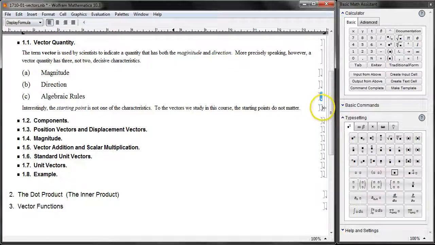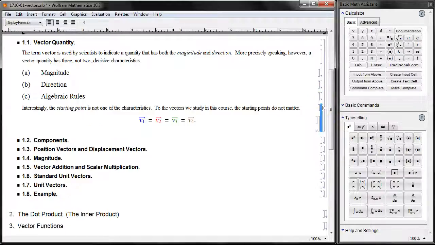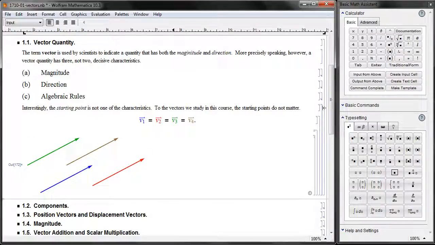Interestingly though, vector quantities do not depend upon the starting point. Here's a visualization. We have these 4 arrows, green, brown, blue, and red. They all represent the same vector actually, different manifestations of the same vector, because it doesn't matter where we start. All we need is the magnitude, the size, the direction of the arrow, and whether they follow all those algebraic rules or not.